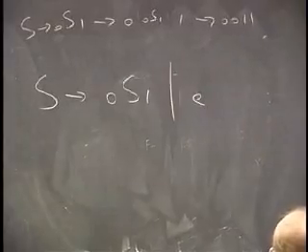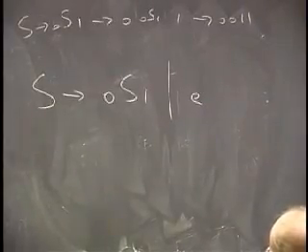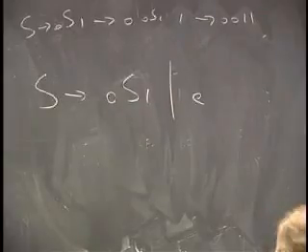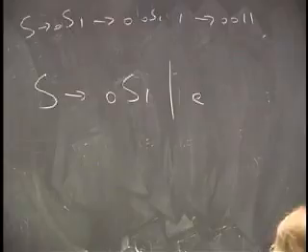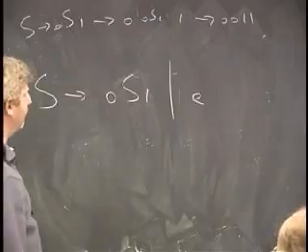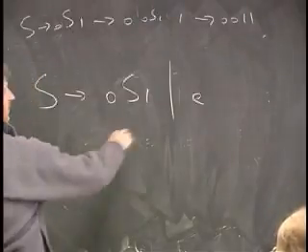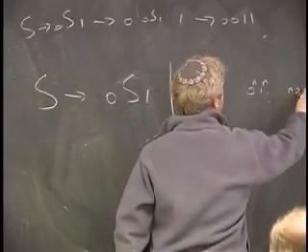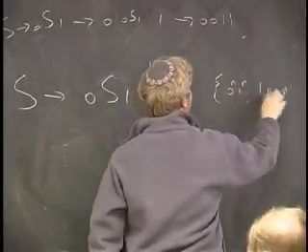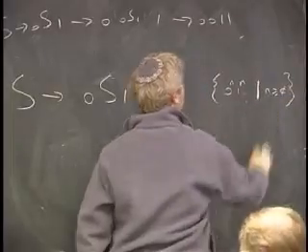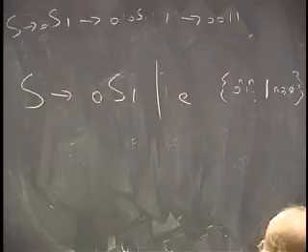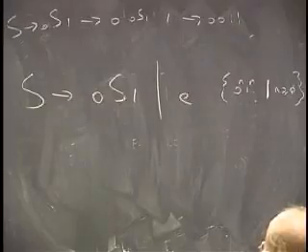What else does it generate? 0^n 1^n. Right. It generates any string of zeros followed by the same number of ones, including the empty string. So this is the language 0^n 1^n, n greater than or equal to 0. That was the main language we started with that isn't a finite state machine.